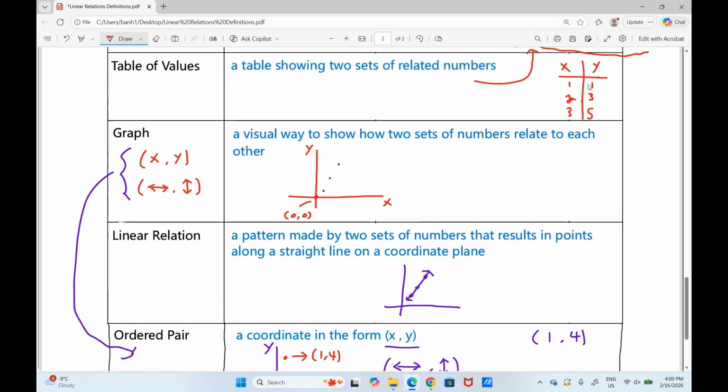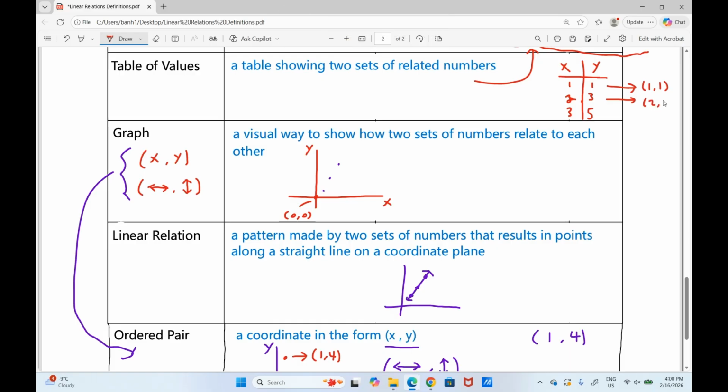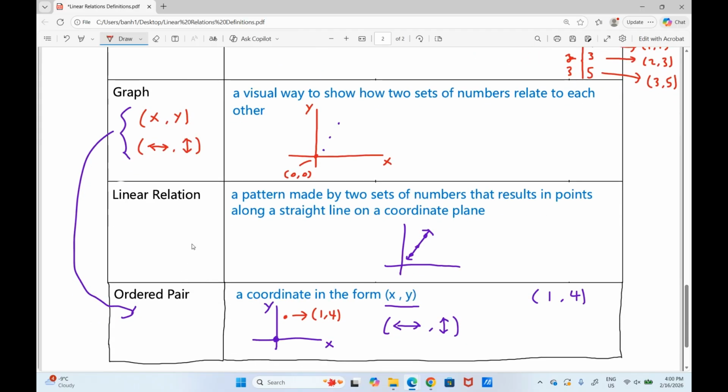And as you can see from this table of values, if I were to take ordered pairs from this table, it would be 1 comma 1, 2 comma 3, and 3 comma 5. And again, we'll talk more about this in the other videos. And that's it for the definitions.